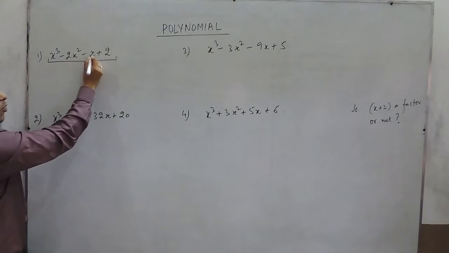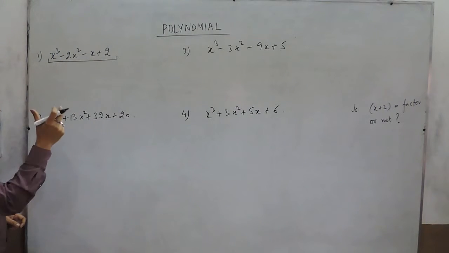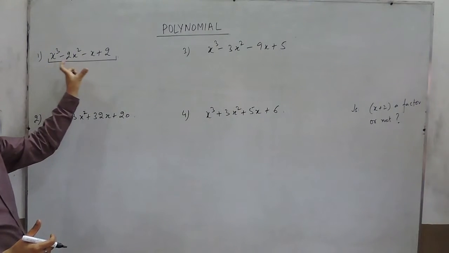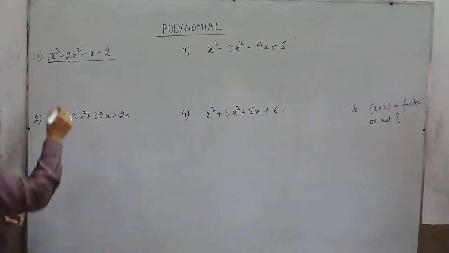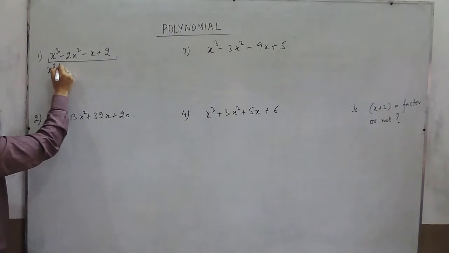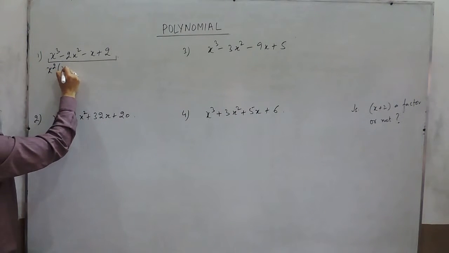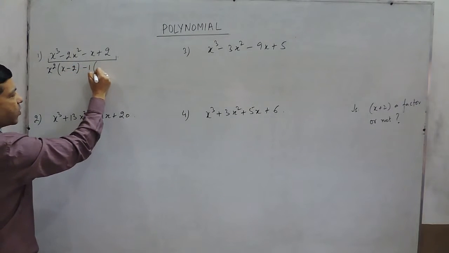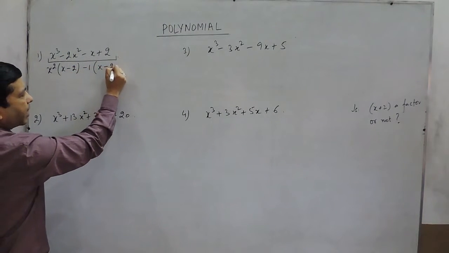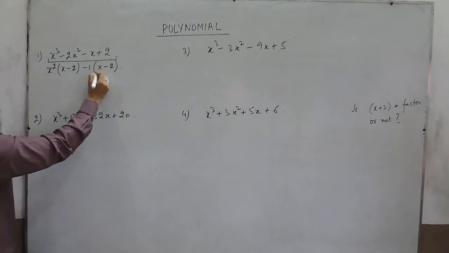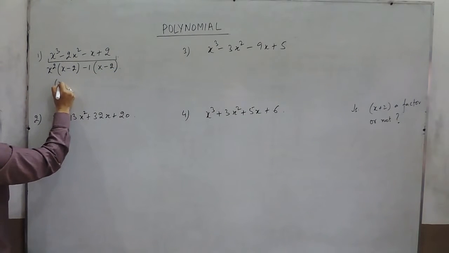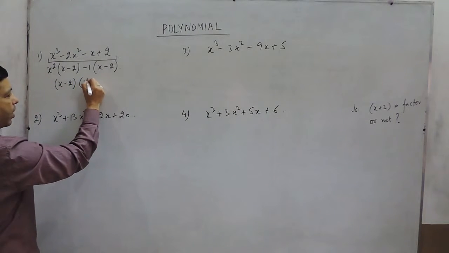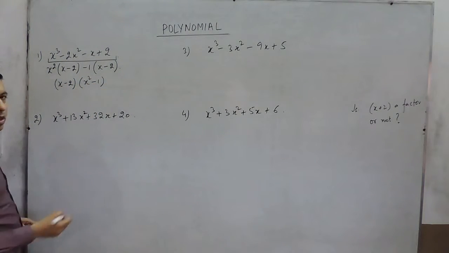Here, because there are 4 terms, and we already know if there are 4 terms, then in the first 2 terms there is something common, and in the last 2 terms also there is something common. Here, x square we can take common. In the first 2 terms, it becomes x minus 2. Then we will take minus 1 as common, it becomes x minus 2. Because x minus 2 is common in both the terms, x minus 2 will come out to be common and it becomes x square minus 1.